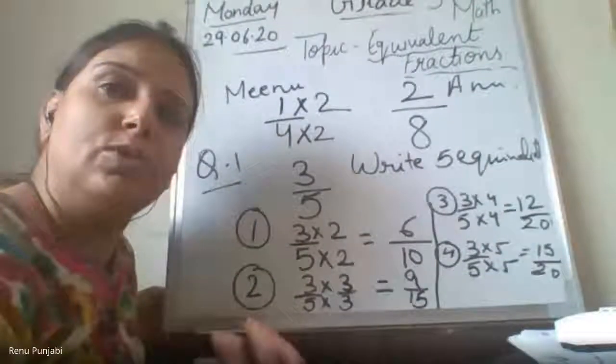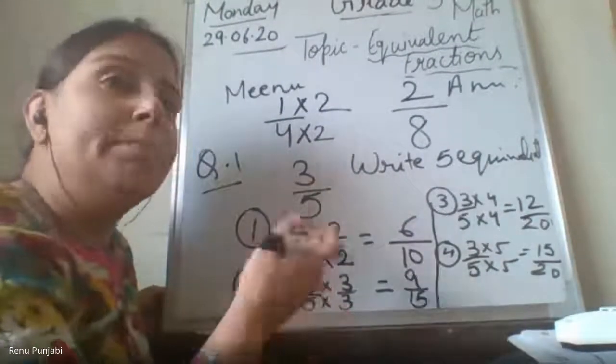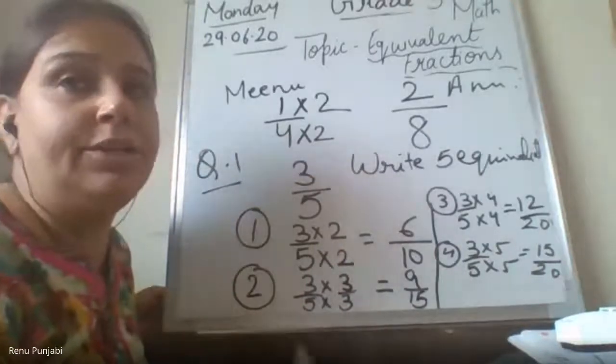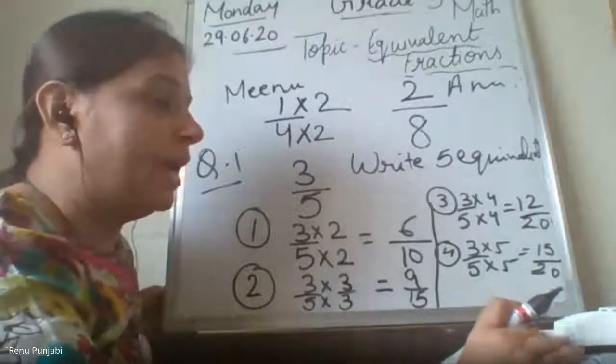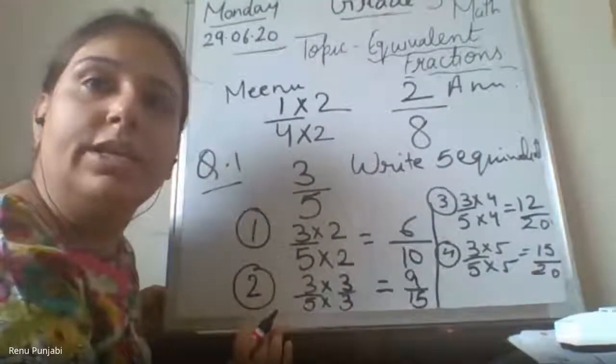As many equivalent fractions as you want, you will find by multiplying the numerator and the denominator with the same number. I hope you people understood how to find the equivalent fraction.